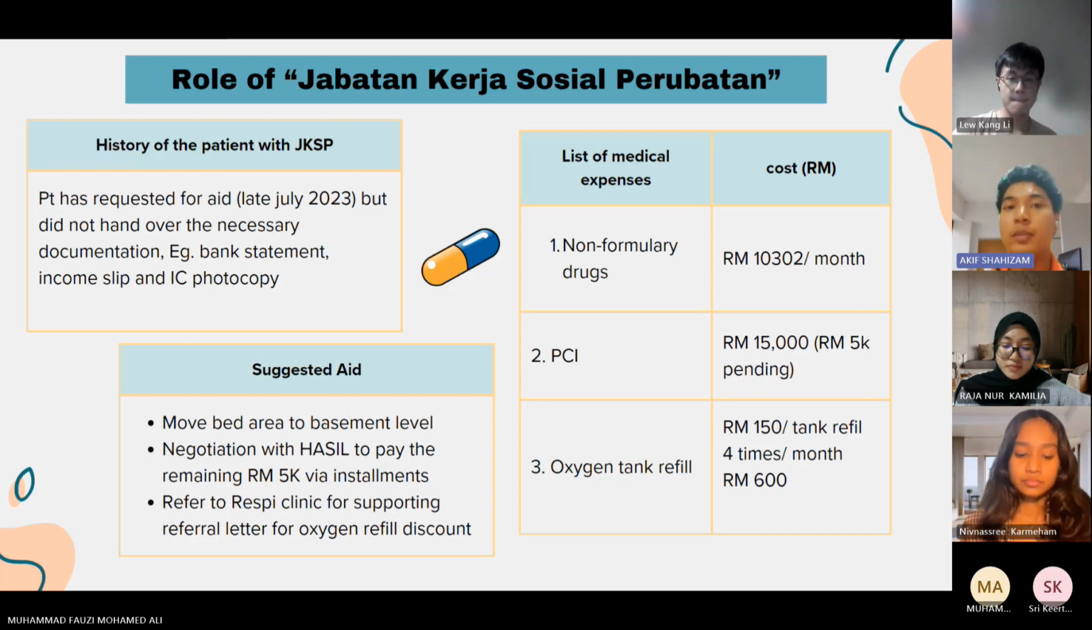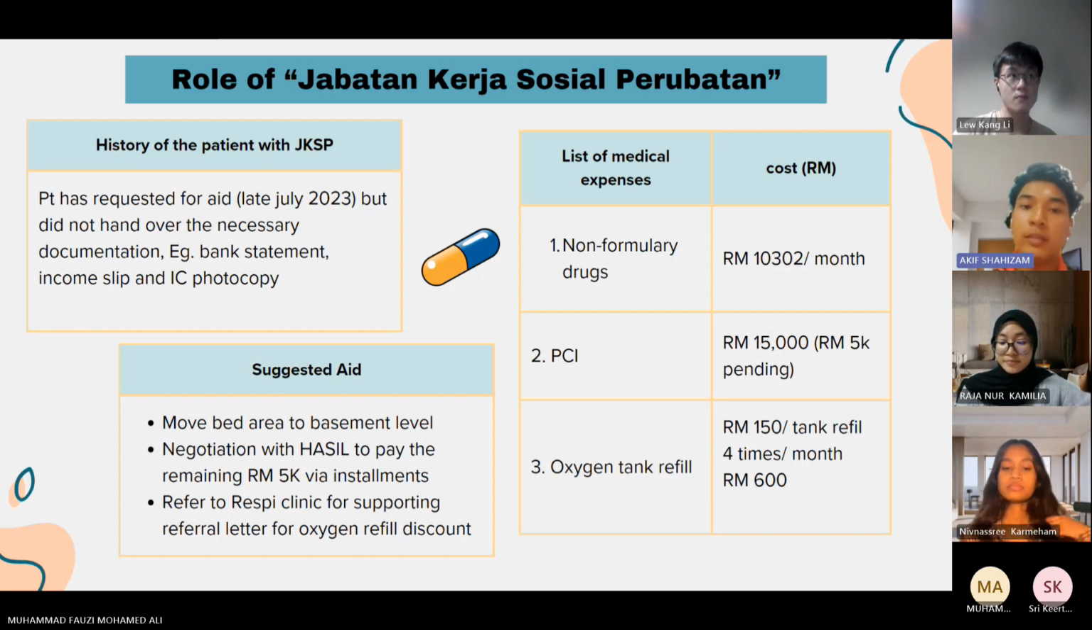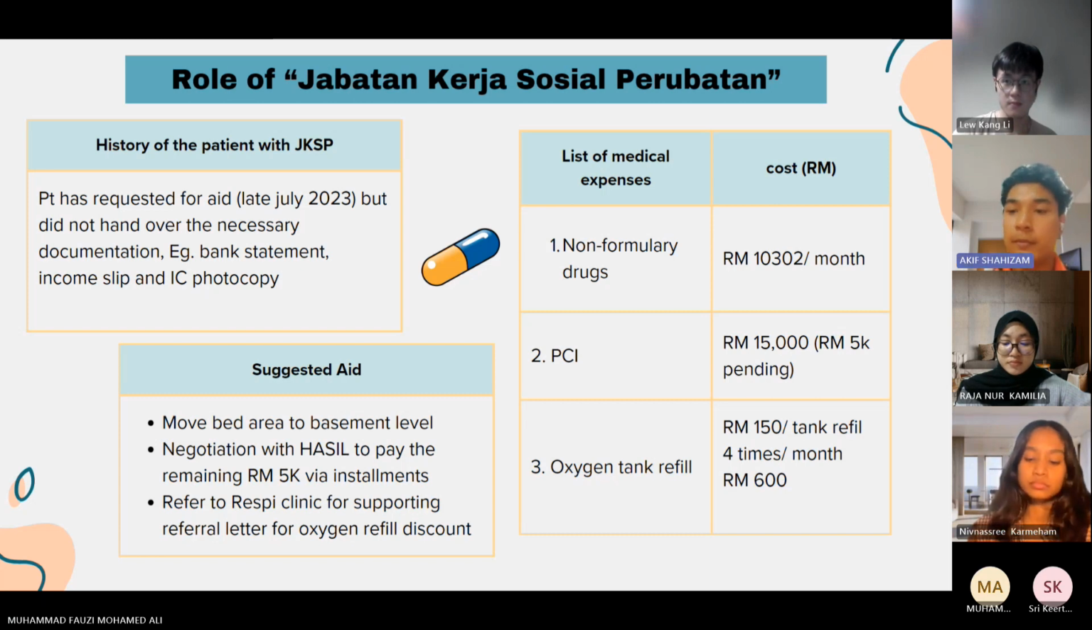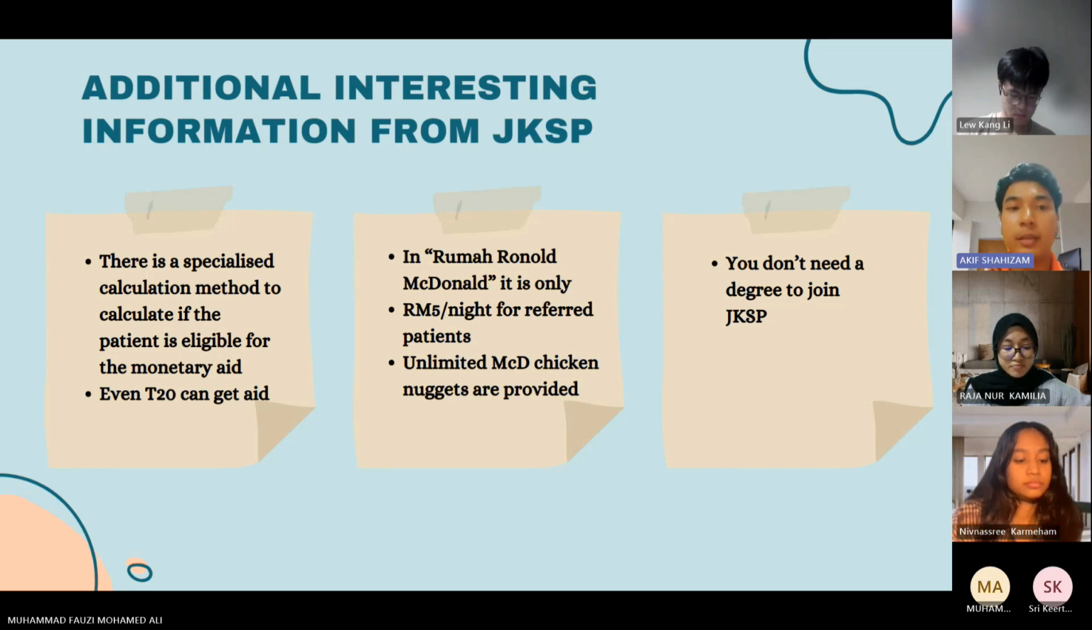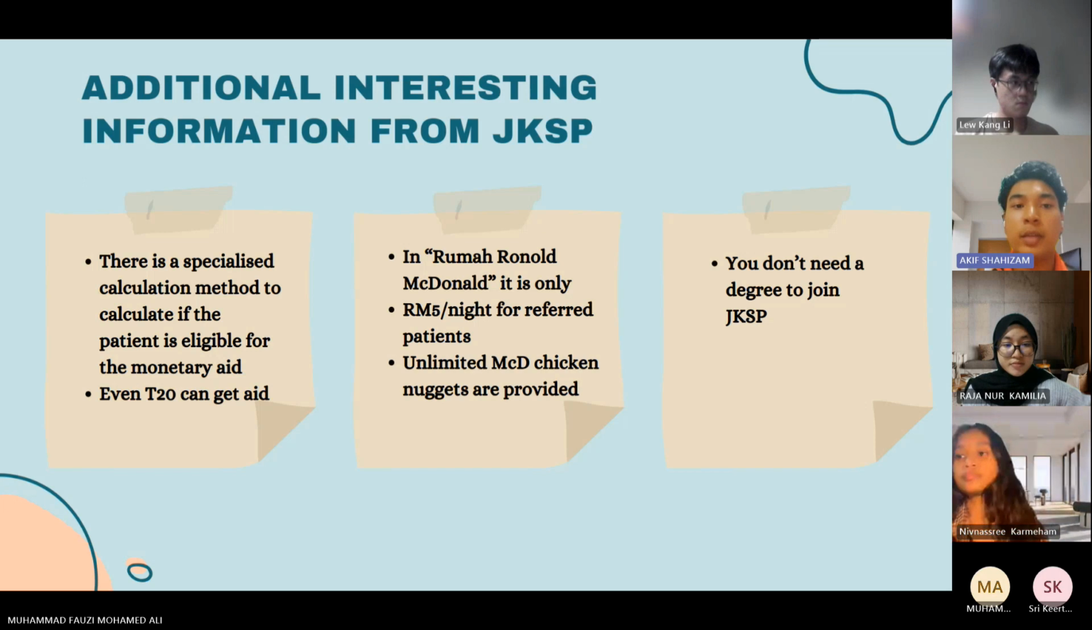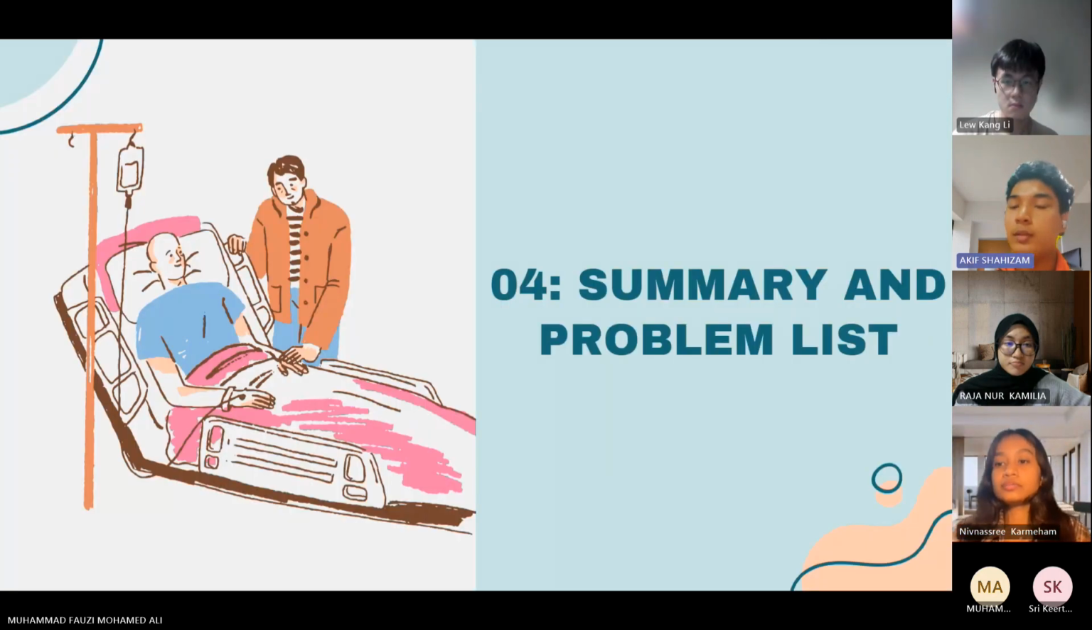So we can see that the patient has lots of expenditures. But JKSP's job is not to give him money. They're not set up to provide money to the patient, but they're set up to help them reduce their spending. Like I said before, through referral letters to get a discount on oxygen refill and to get monthly instalments to pay off the 5,000 ringgit remaining fee for the PCI. Next, please. Additional information that's quite interesting to me from JKSP is that there is a specialized calculation method to calculate if the patient is eligible for the monetary aid. That is all for the NGO visit. Thank you very much.